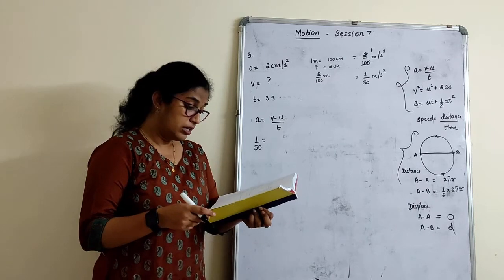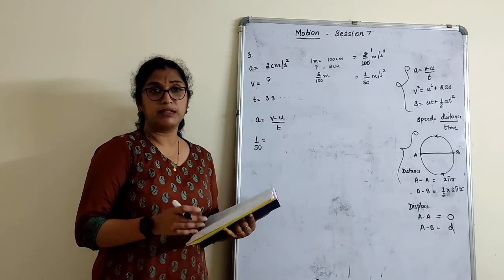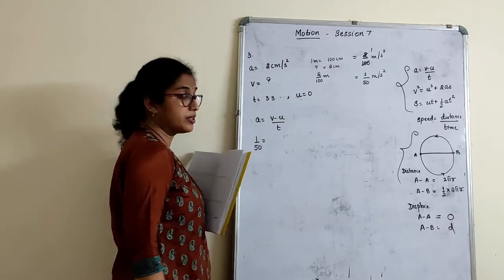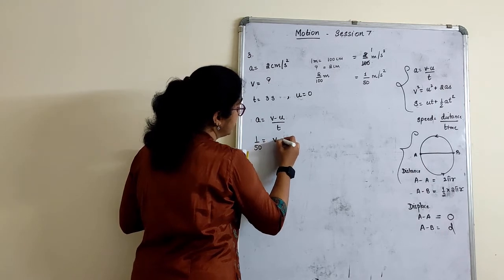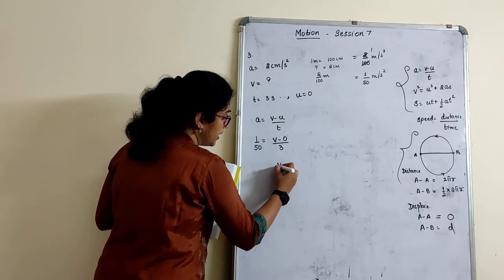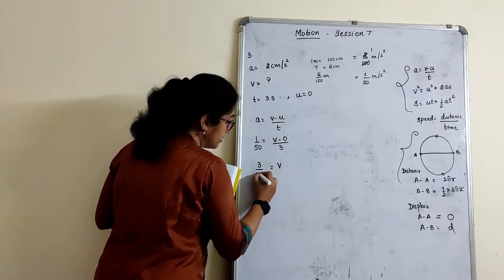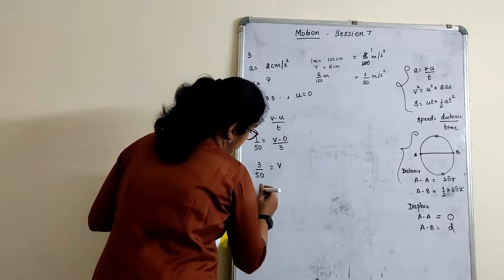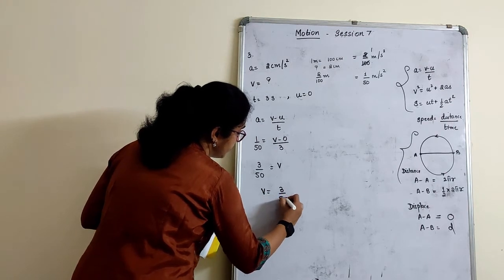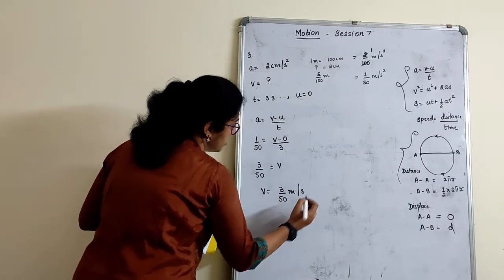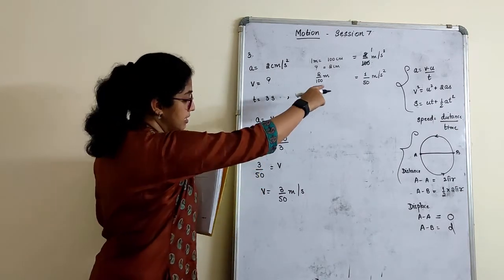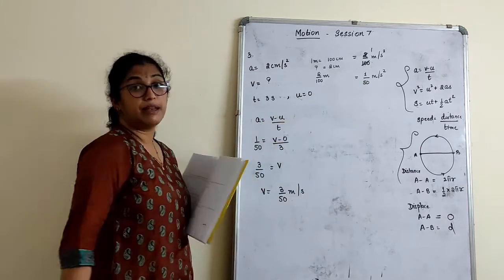Read the question now. A trolley while going down an inclined plane. That means a trolley was at rest. That is how we understood. Okay. So V, we have to find, minus 0 divided by 3. So V is equal to 3 by 50 meters per second. You can keep this answer here. It's in terms of meters per second. That's okay, because here U also was in terms of 1 by 50.